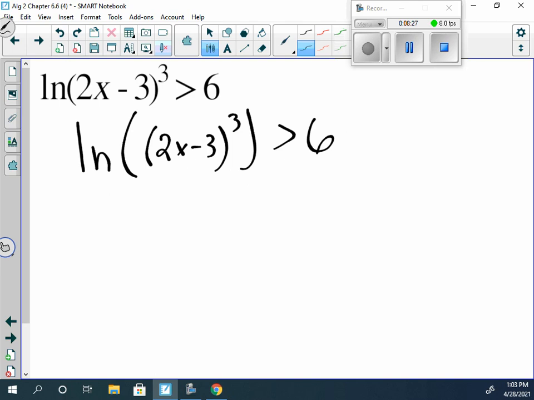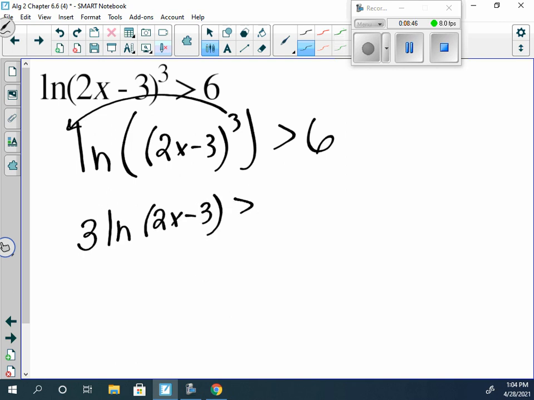The reason there's a difference is that if the natural log itself is being cubed, we can't use the power rule. But since we are treating it this way, we can use that power rule to move the 3 out front, which tells us that we have 3 natural log of 2x minus 3 is greater than 6. Because we can use that power rule.